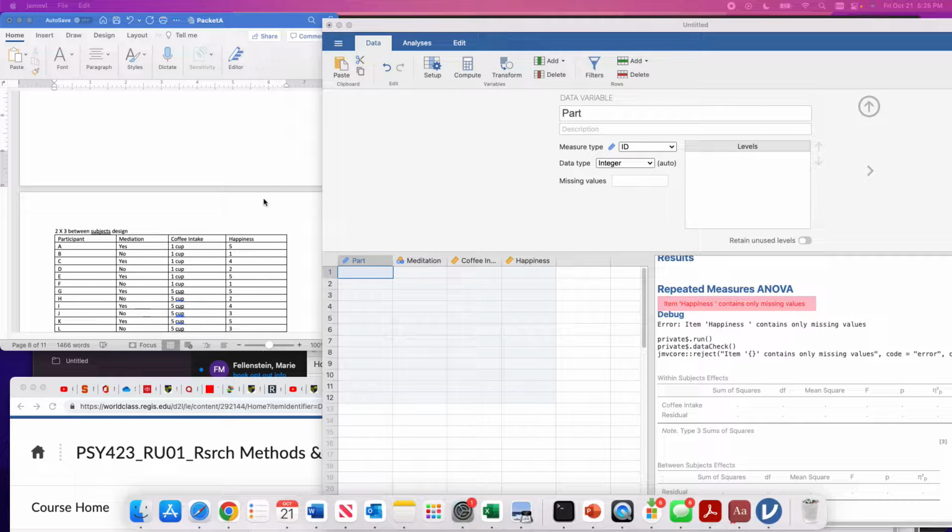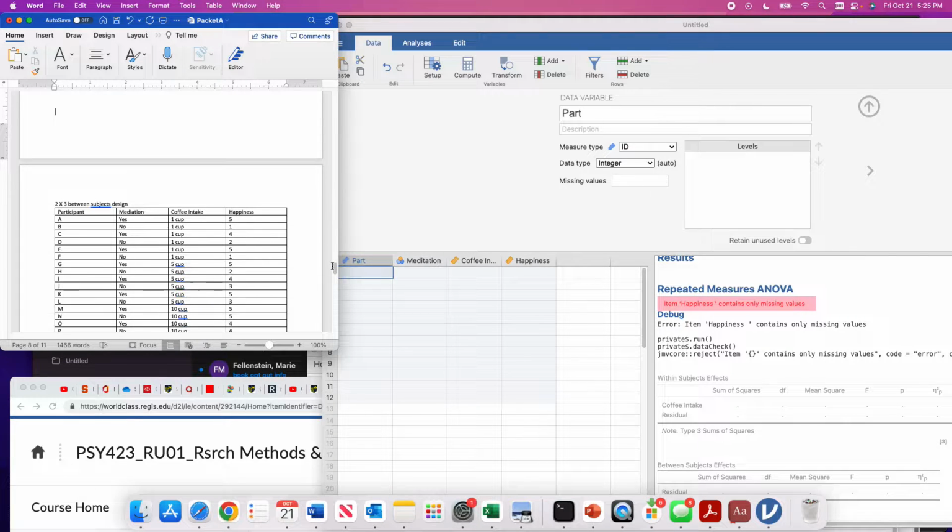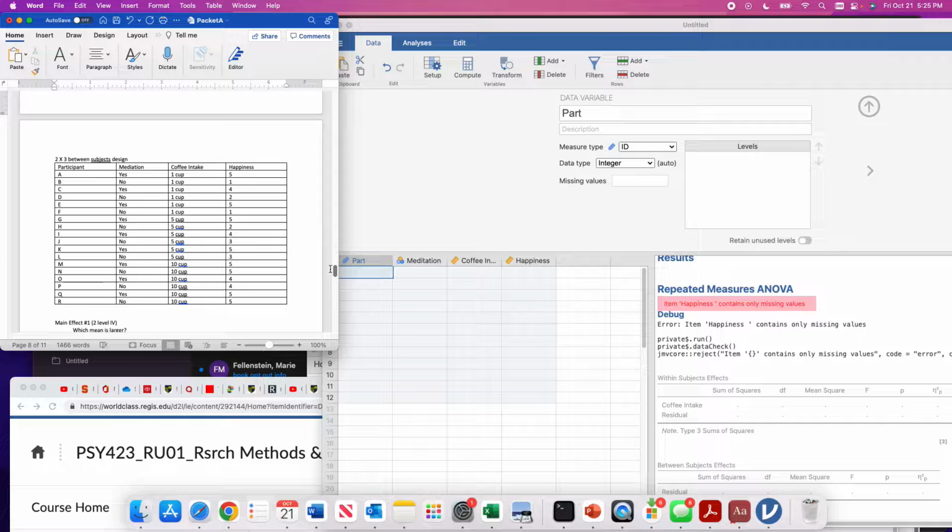Everyone, we're on to our 2x3 design. So we have our data. Look at how it's entered, right? Each participant is in one level of one IV, meditation, yes or no, and one level of another IV, the amount of coffee intake that I force them to drink in the lab: 1, 5, and 10. Happiness is the DV.